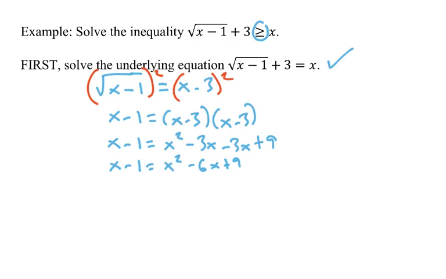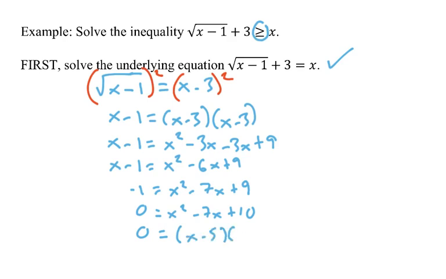I can continue to solve it by subtracting x from both sides, which would give me negative 1 equals x squared minus 7x plus 9. And then adding a 1 to both sides to get a 0, x squared minus 7x plus 10. That quadratic equation could be solved by the quadratic formula or very simply by factoring. It factors nicely. It is simply going to be x minus 5 times x minus 2, looking for two numbers that multiply to give you 10 and add to give you negative 7.